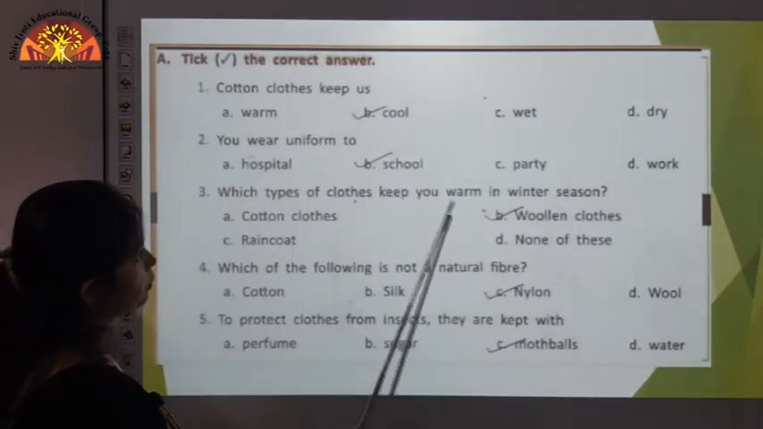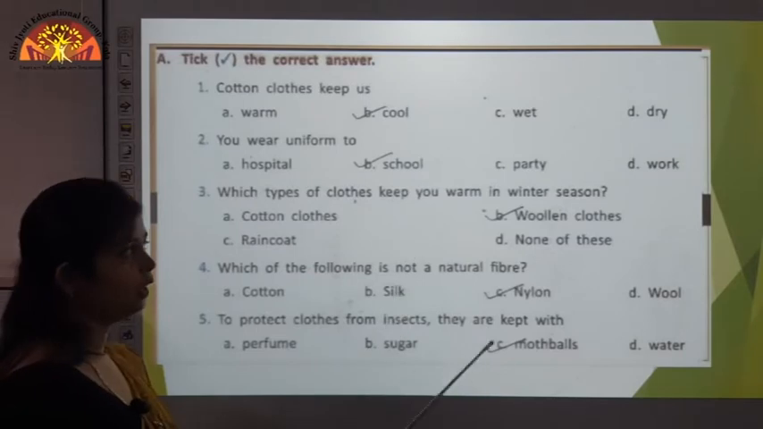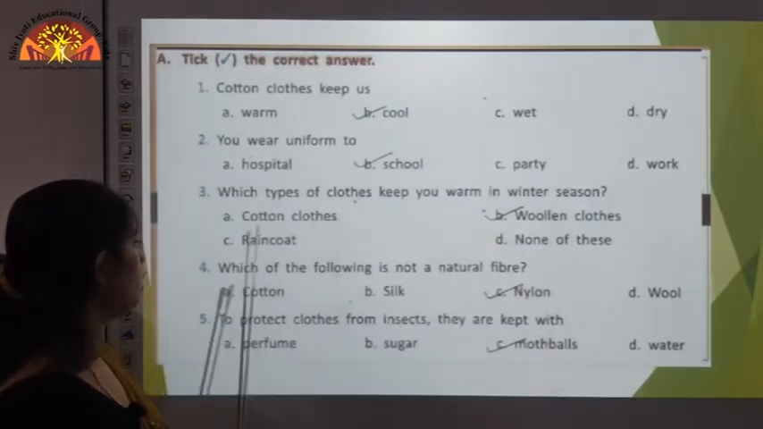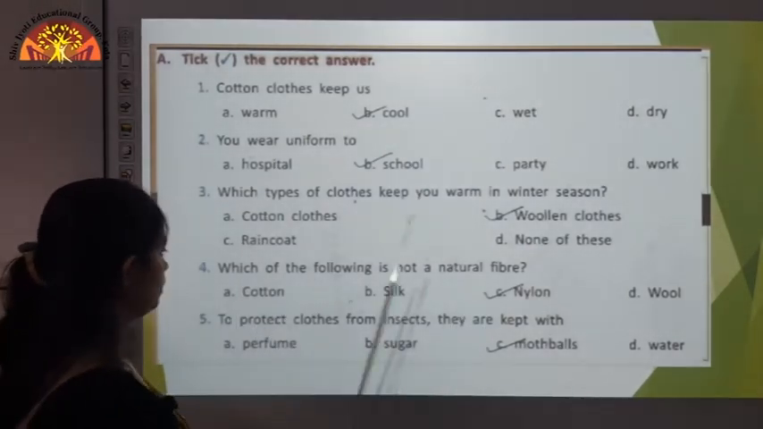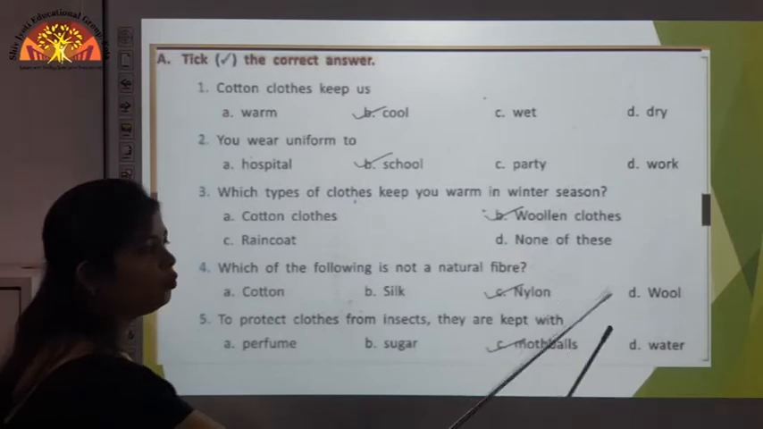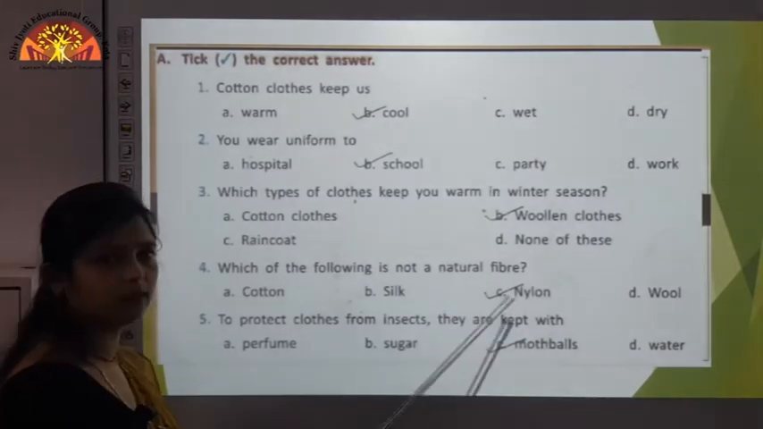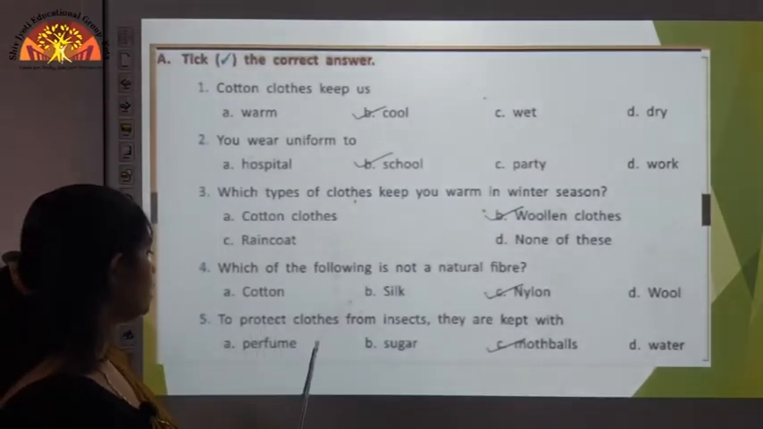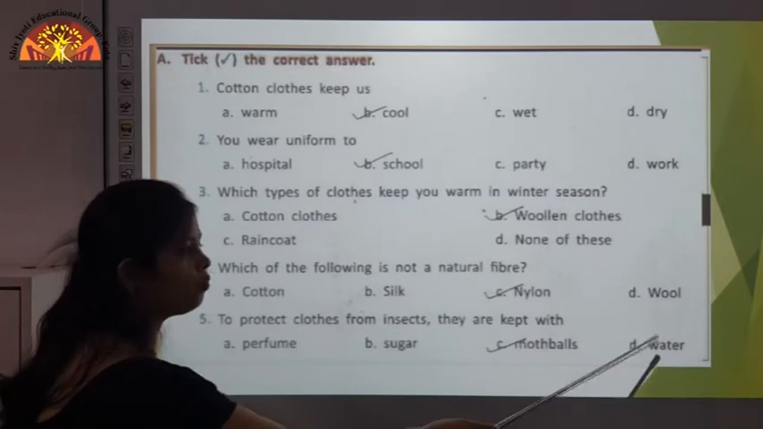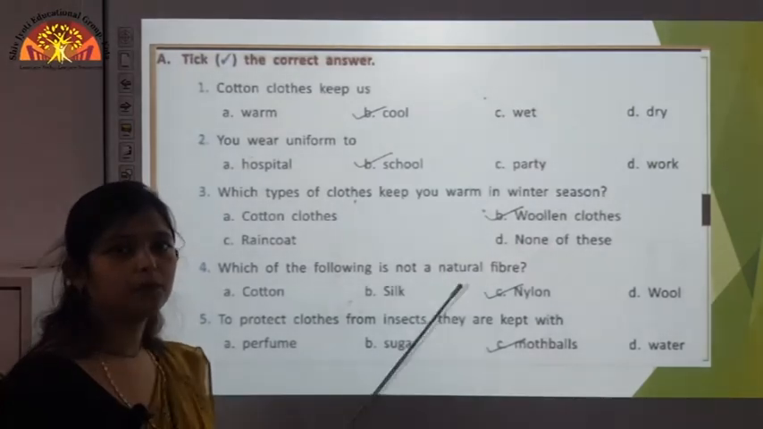Which types of clothes keep you warm in winter season? Cotton clothes, woolen clothes, raincoat, none of these. So here the answer is woolen clothes, because woolen clothes keep us warm, they absorb heat. Which of the following is not a natural fiber? Cotton, silk, nylon, wool. So cotton, silk and wool are natural fibers which are obtained either from plants or animals, and nylon is a synthetic or man-made fiber. To protect clothes from insects, they are kept with perfume, sugar, mothballs or water. So we keep the clothes with mothballs. These are the disinfectants. They keep the insects away.